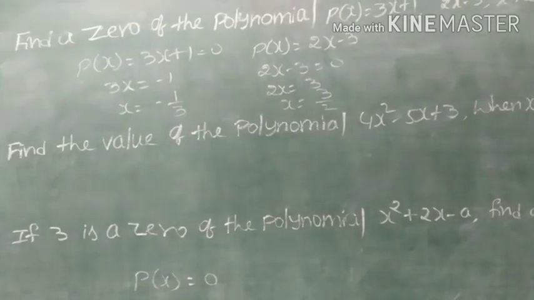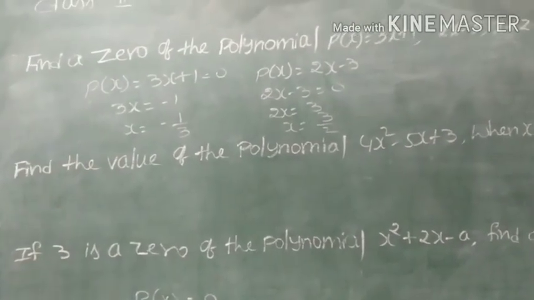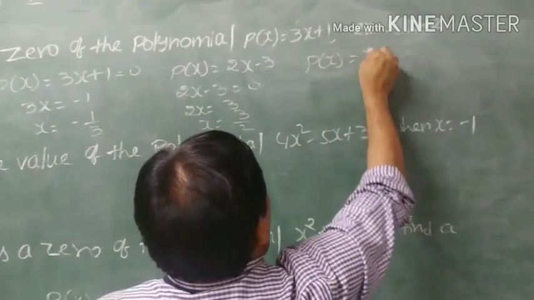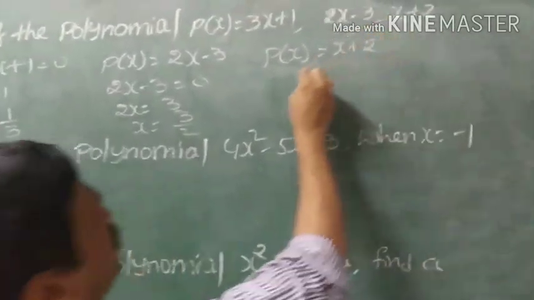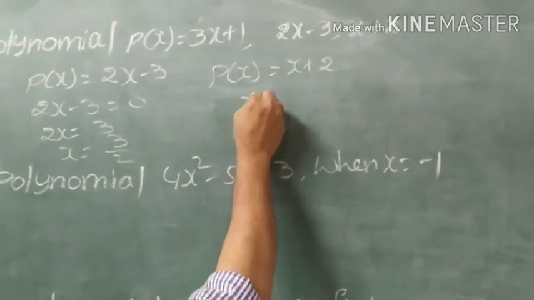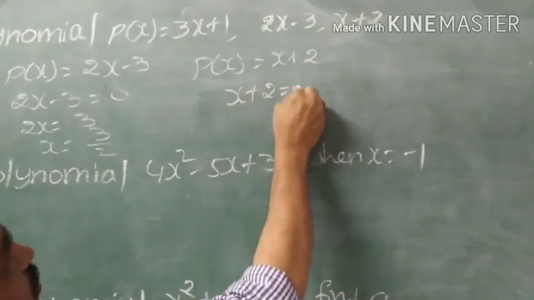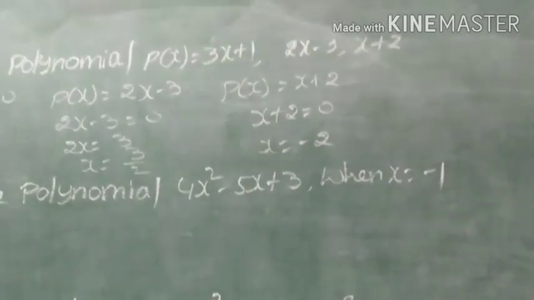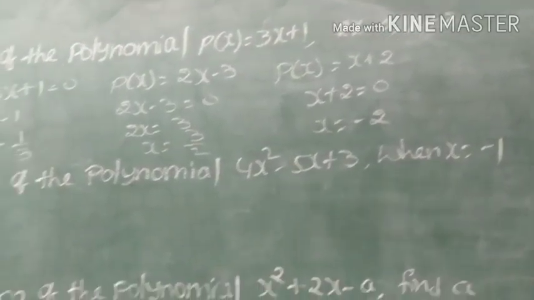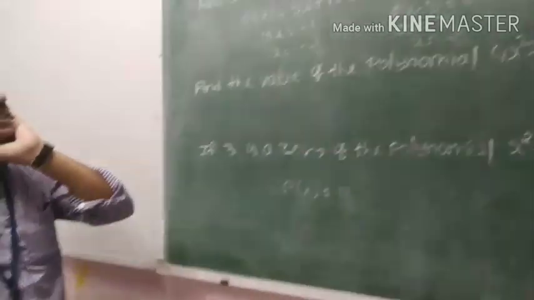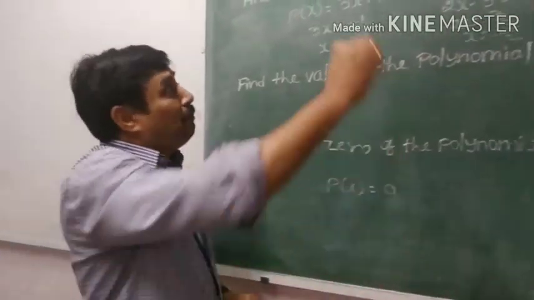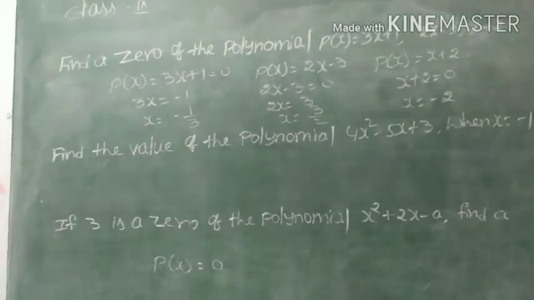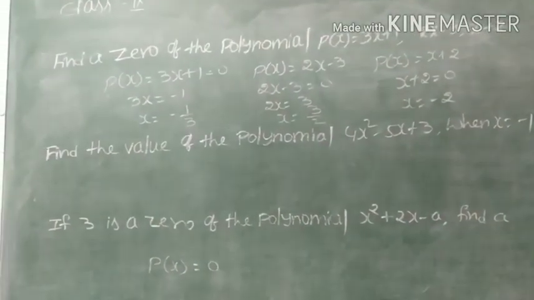Next, similarly, they have given x plus 2. That means p of x equal to x plus 2. Now x plus 2 is equal to 0. Then x equal to minus 2. That means here p of x. What is the meaning of p of x? P of x is nothing but the polynomial as a function of the variable x. So that's why we can call it p of x.